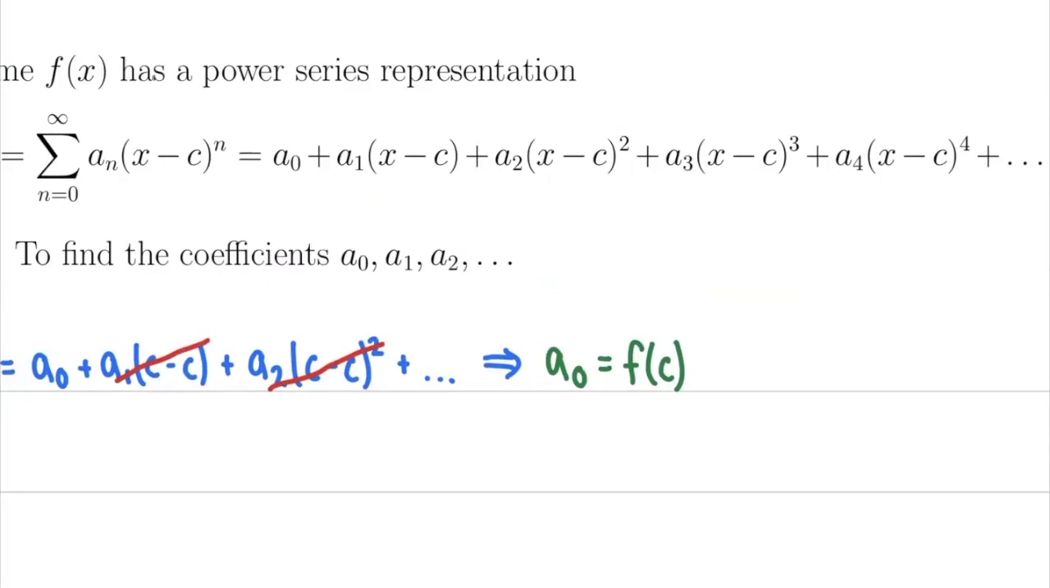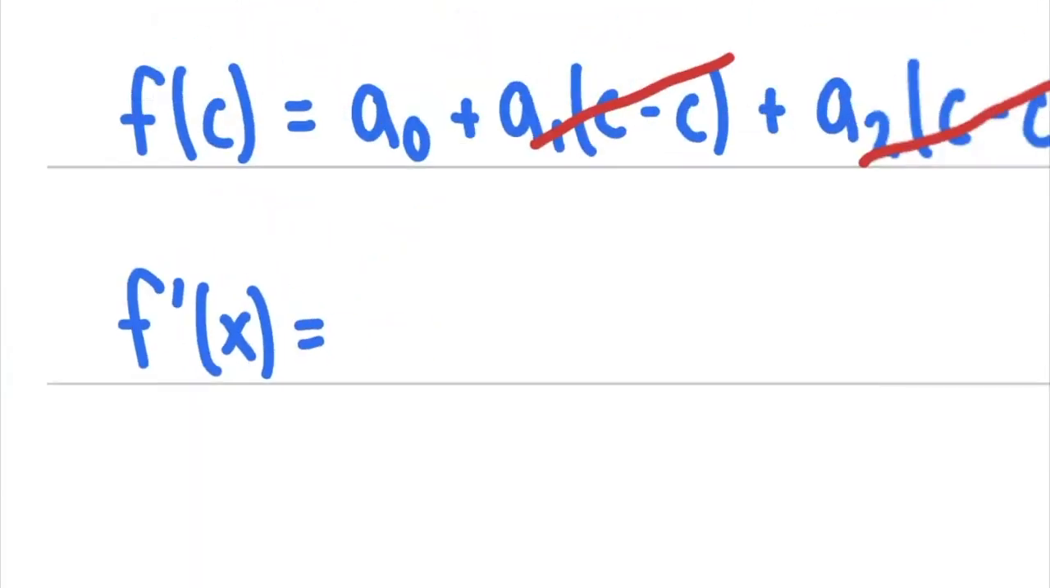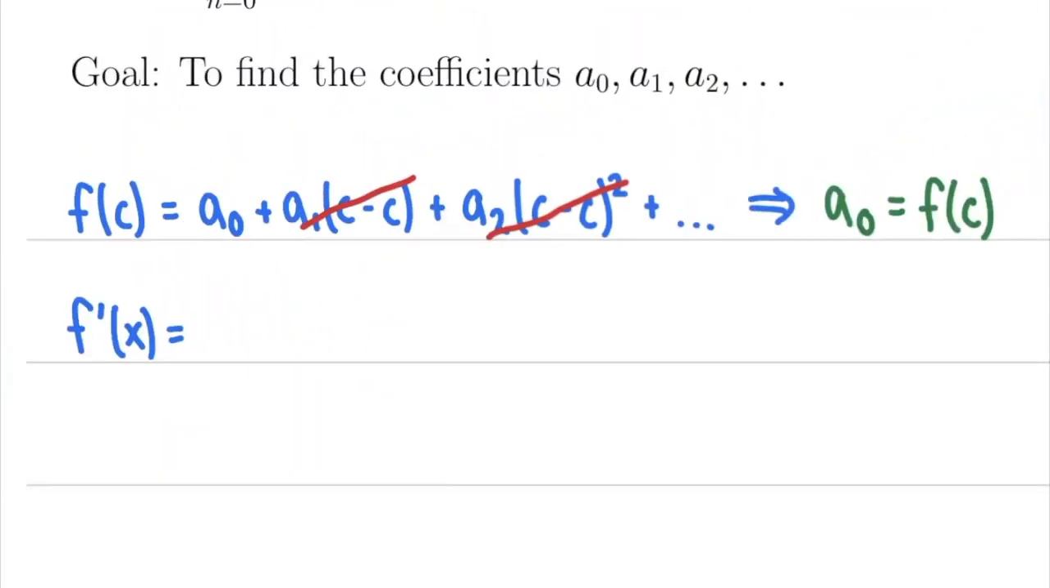So what we're going to do is take the derivative. If you take the derivative, a sub 0 is a constant, so that's going to go away. And a1 times x minus c is just going to become a1 because of the power rule. So I feel like we need an f prime of x, or an f prime of c anyway. We'll take the derivative and then we'll plug in c separately.